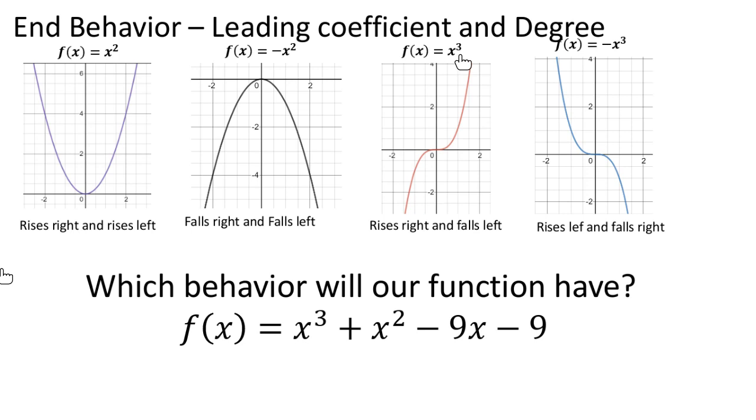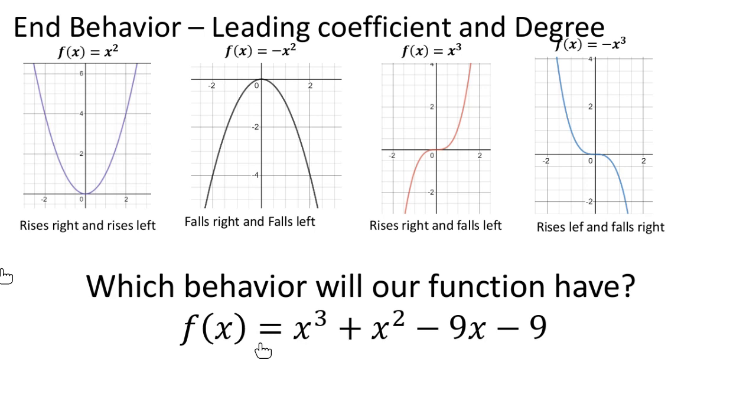If our polynomial is an odd function and our leading coefficient is positive, it's going to rise from the right and fall from the left. Or I like to say, if it's positive, it's always increasing, it's always going up. So if we have an odd function and our leading coefficient is negative, it's going to rise from the left and fall from the right, or the way I like to think of it, it's always going down. All right, so this is our end behavior.